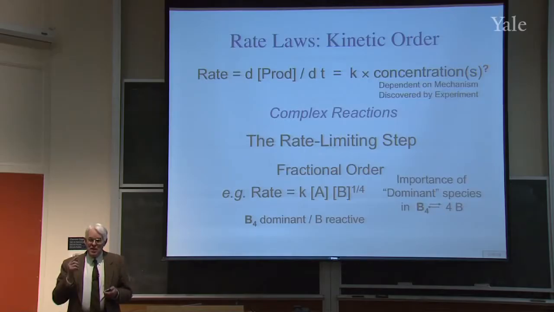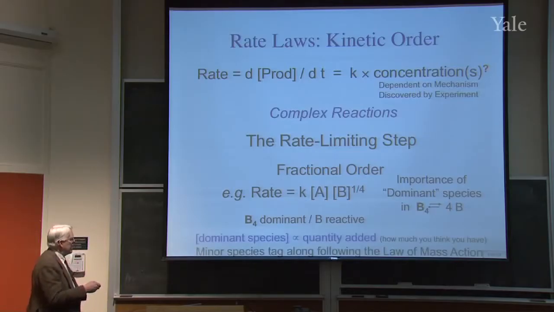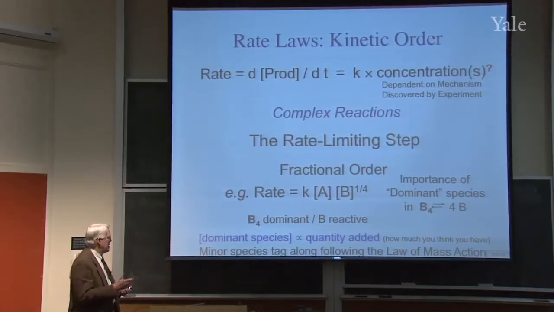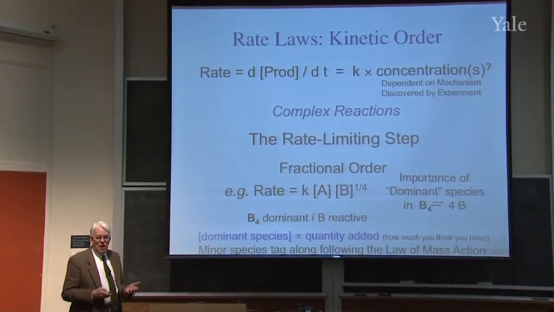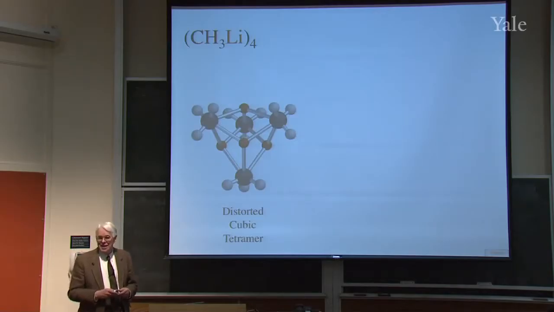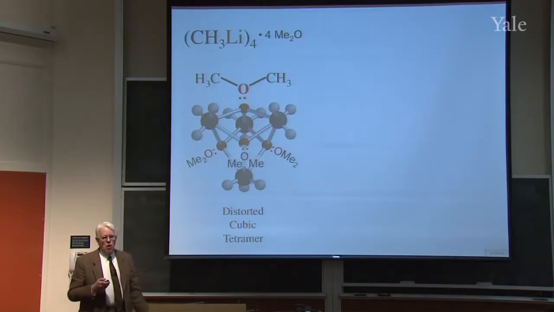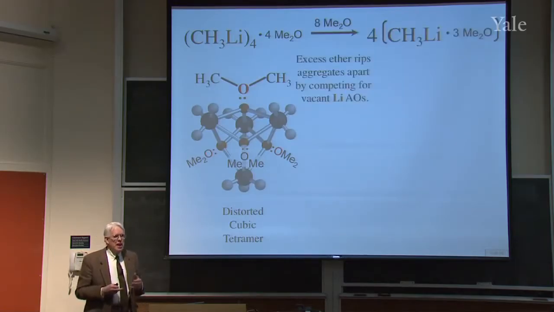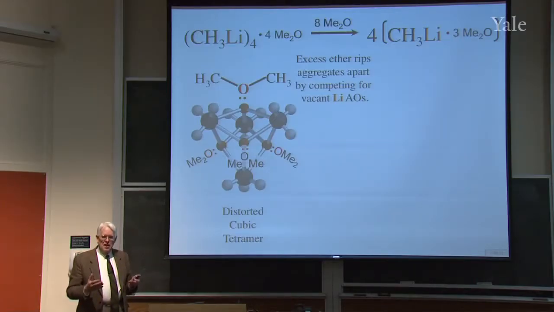By how much do you increase the concentration of the monomer, B, that's in equilibrium with it? Okay, so if the dominant species is proportional to how much you add, that's how much you think you have. But the minor species tags along following the law of mass action. So we actually last semester talked about a tetramer, right? The methyl lithium gives this distorted cubic tetramer. Remember, it has 4 ether molecules associated with it if possible, okay? But if you put in a lot more ether, then it rips the tetramer apart because all the oxygens want to be sharing their electrons with lithium.